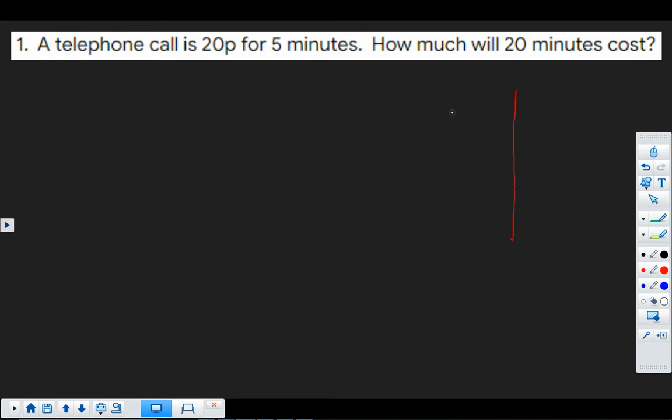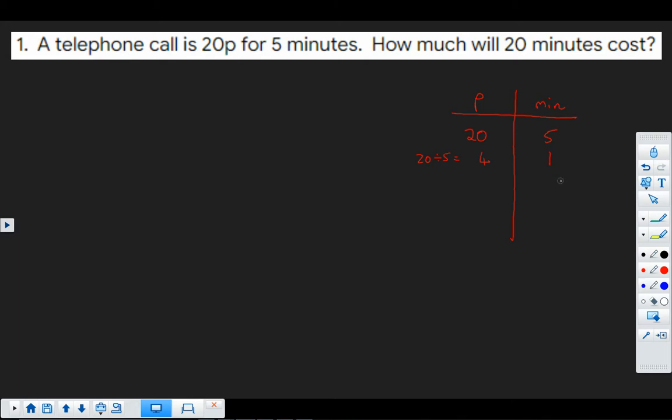And we start with one of our favourite ratio table questions. And we're told that 5 minutes costs us 20p. Now, starting point, as always, is to try and find what one of something is. Well, how did we get from 5 to 1? We divided by 5, so we're going to have to do the same thing over here. So 20 divided by 5 is 4.